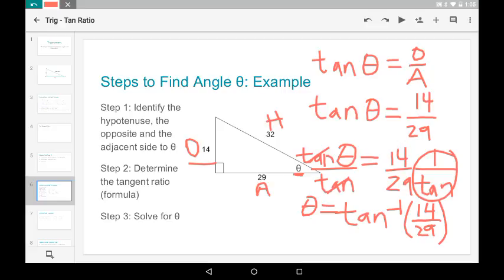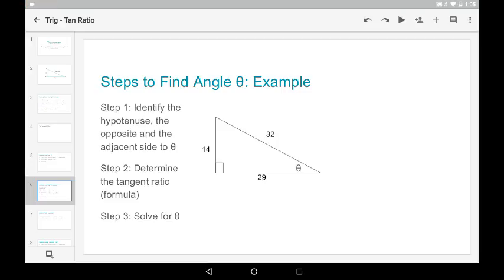Okay? This part is just to show you how to do it. You don't have to write this down every single time. So I'm going to start this again and show you what you should write down. Tangent of theta is equal to the opposite side over the adjacent side.